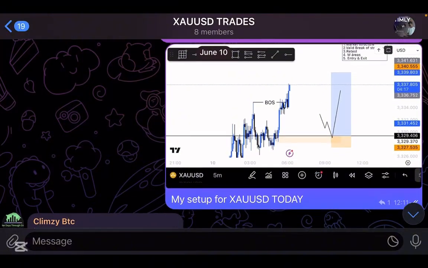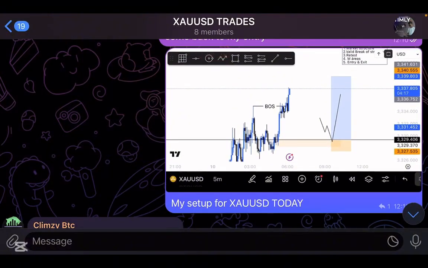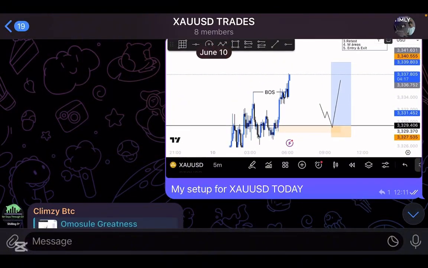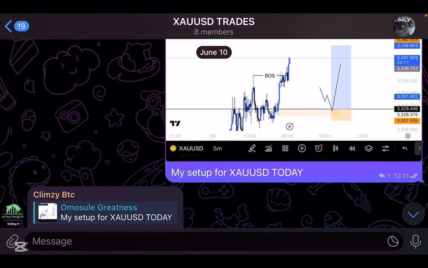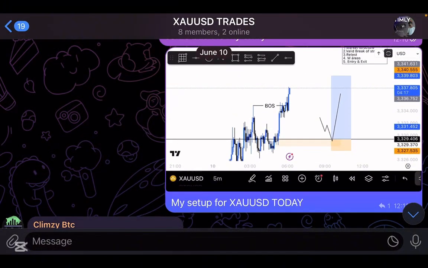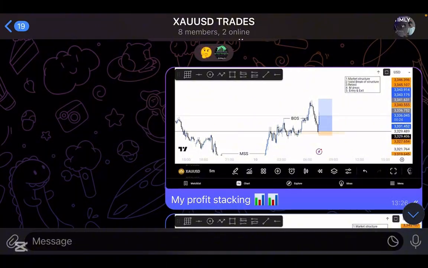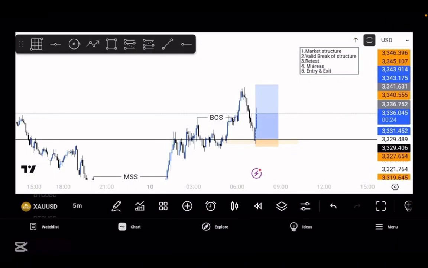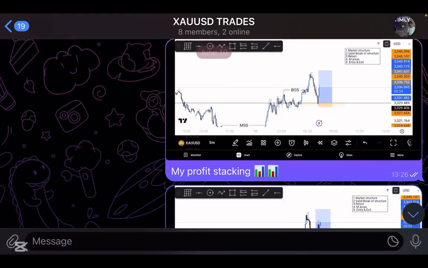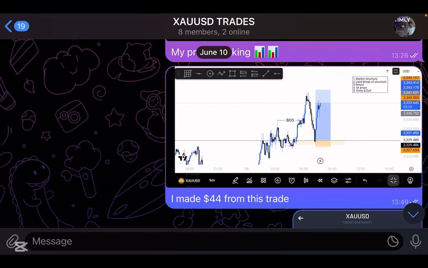Alright, so this is the before I enter the trade. I set my setup for XAUUSD today. So this is the before, and let me show you guys this was when the trade was in profit. In this place, the trade was already in profit, and I closed at this level here. I made $44 from this trade.